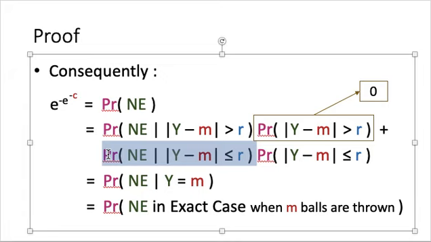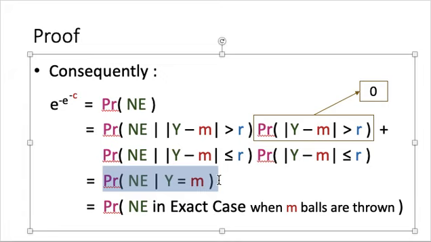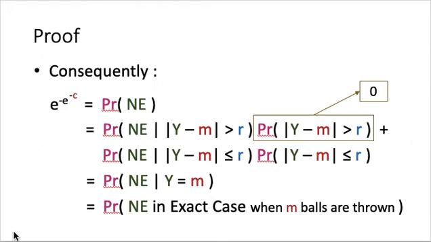But then based on the second bound, this probability is the same as this probability, right? So this is the second bound. And this is the conditioned Poisson case. So the conditioned Poisson case is equal to the exact case. So this probability is the same as the probability of no empty bins in the exact case when exactly m balls are thrown. So we are nearly done. Okay, so the chance of having no empty bins in the exact case is this value.